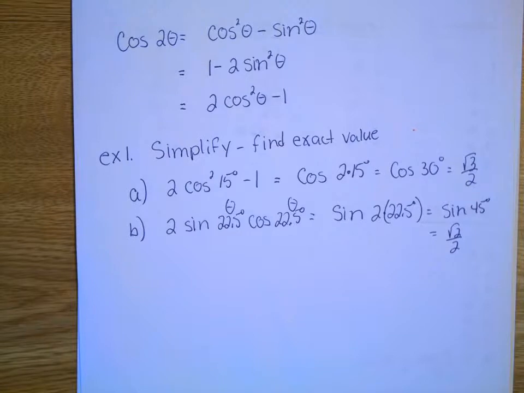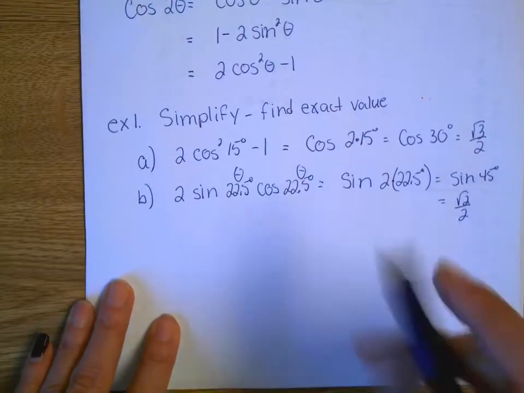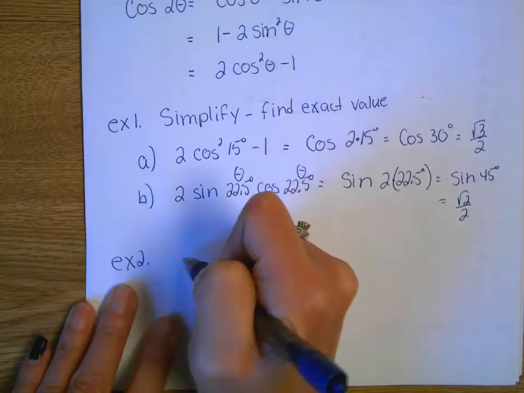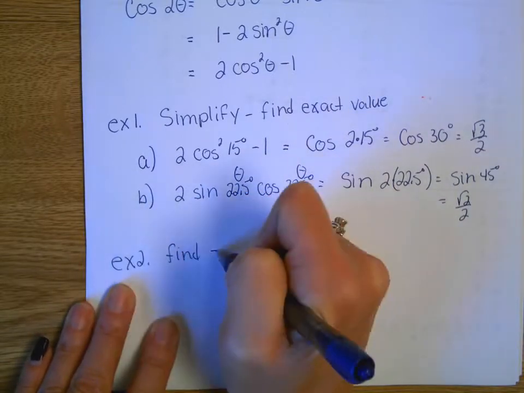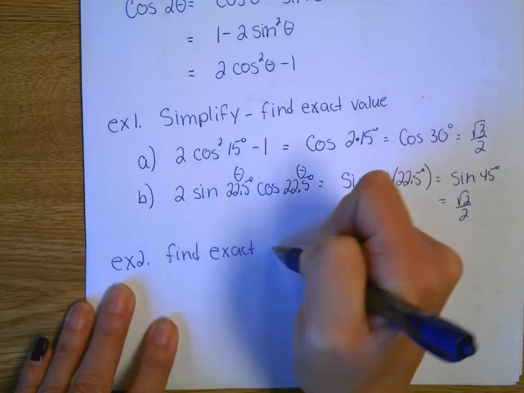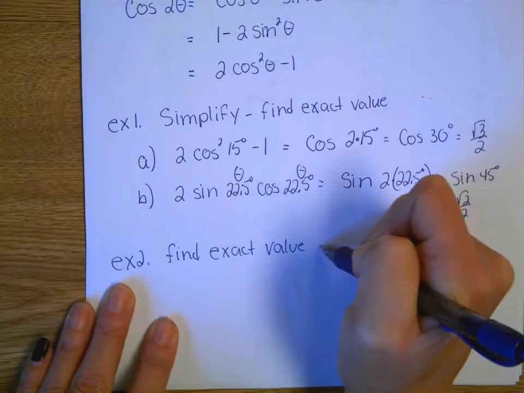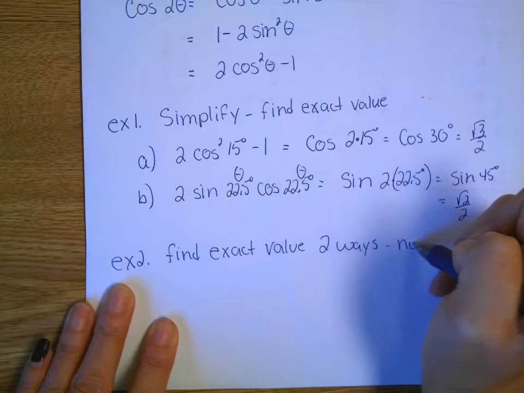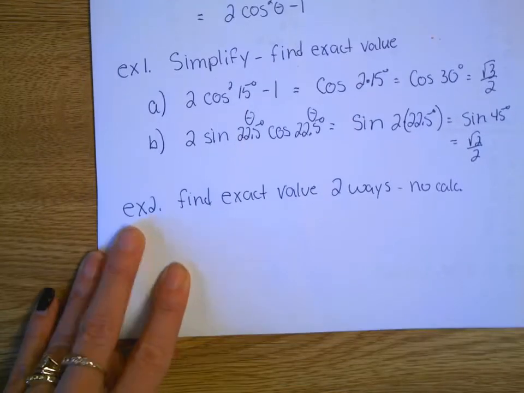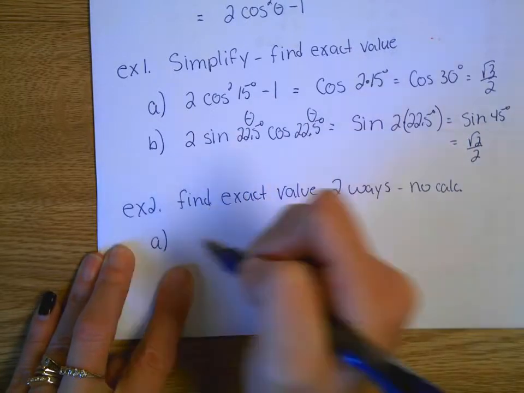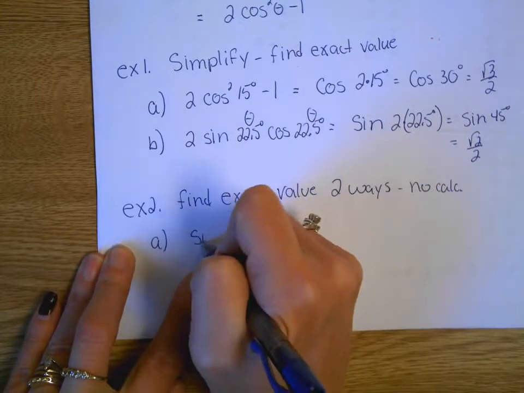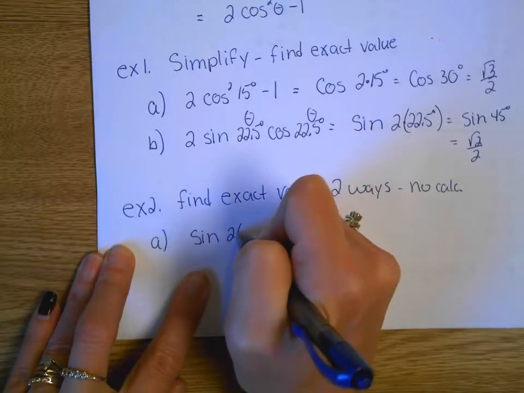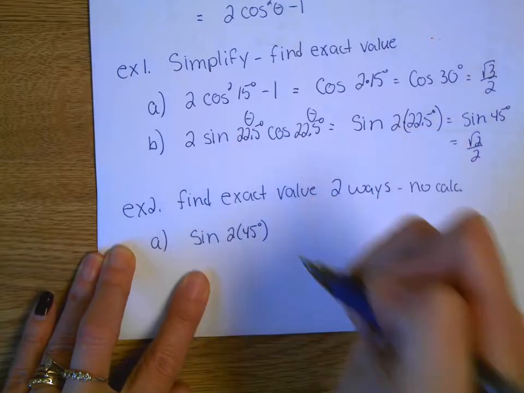Find the exact value 2 ways, no calculator. Well, we already did that. Let's see, I better try that one in case I give you some. Find exact value in 2 ways. No calculator. Okay, so here's our first problem. I want the sine of 2 times 45 degrees. Done 2 ways.